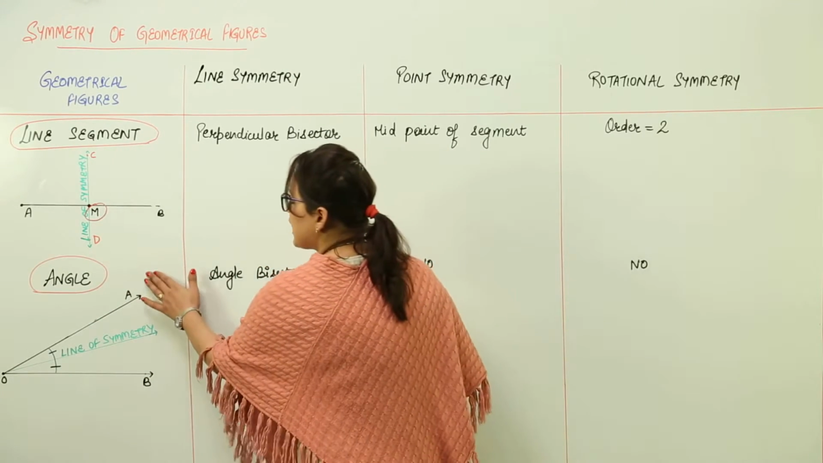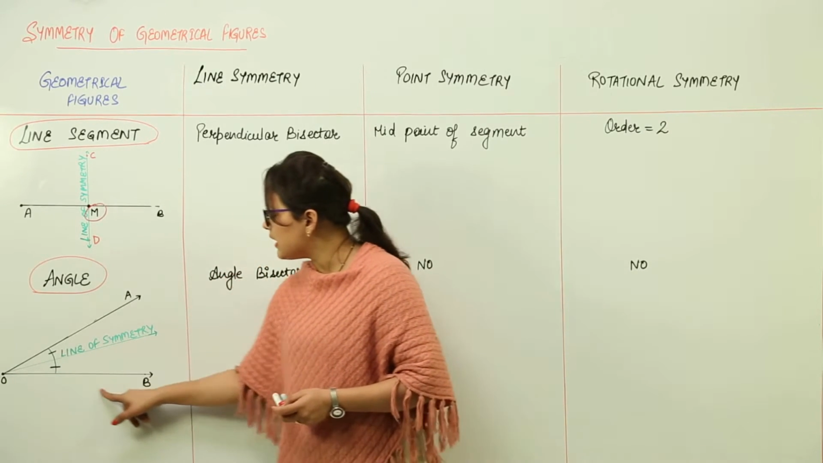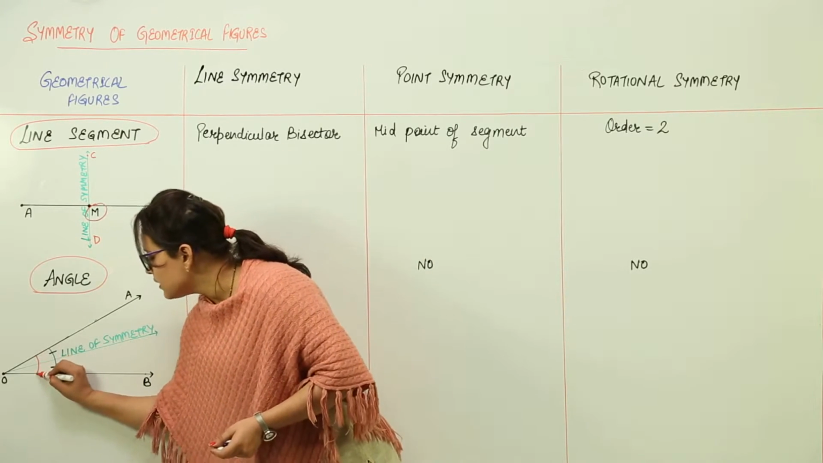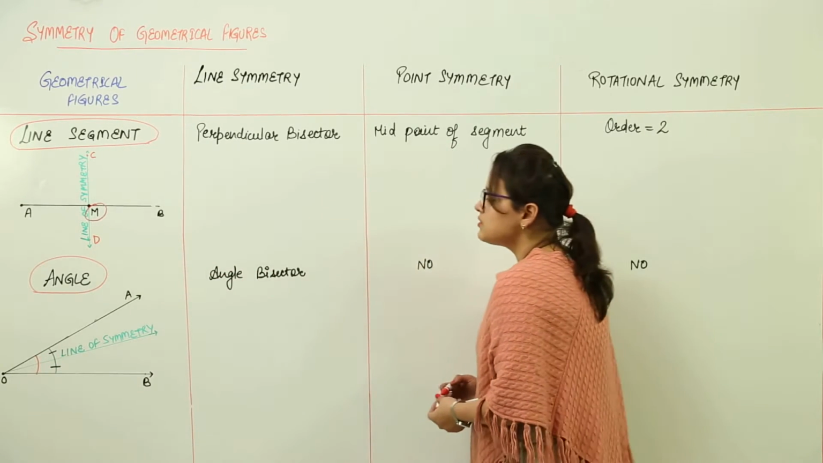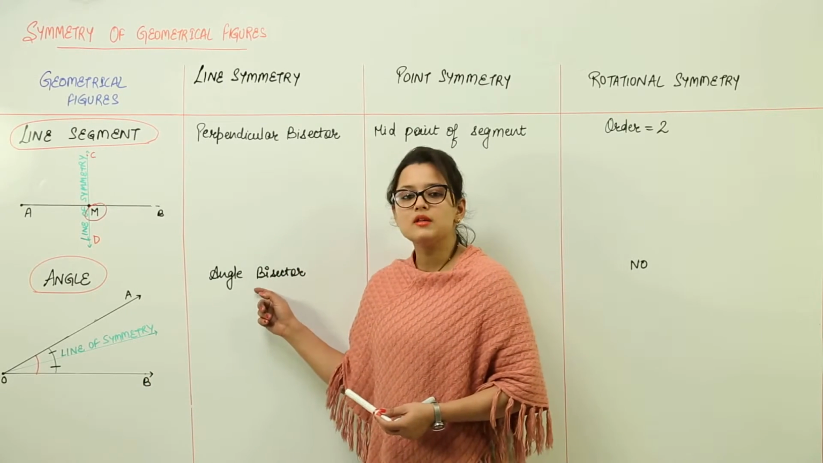Next we have the angle. Here the angle is represented like this. You have angle AOB. This complete angle is angle AOB. Now what will be the line symmetry? The line symmetry for an angle is always its angle bisector.